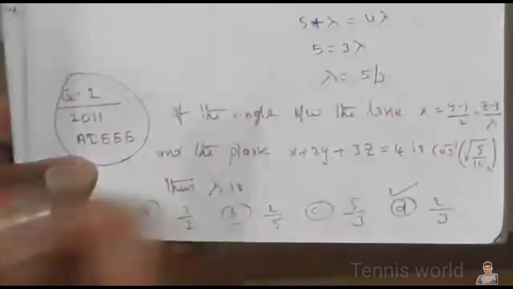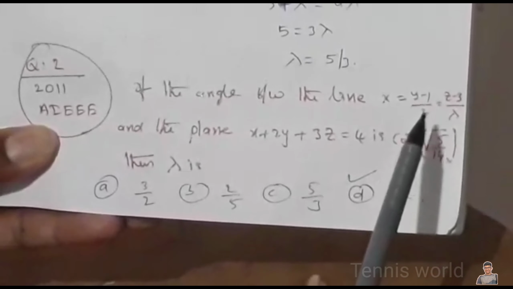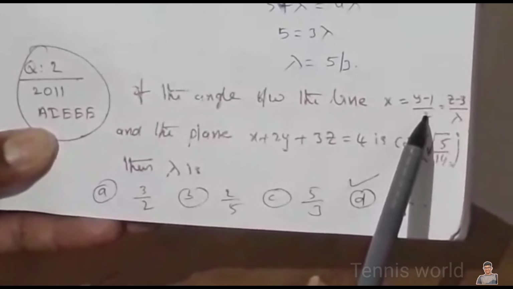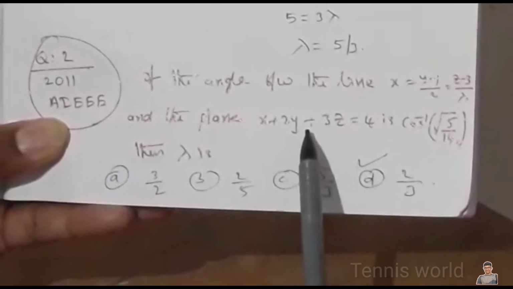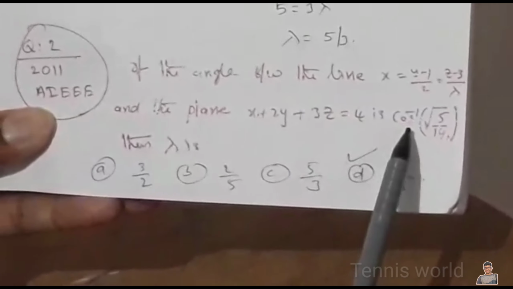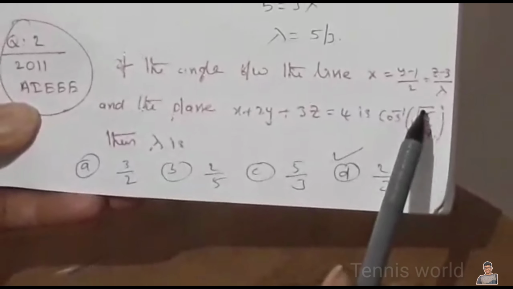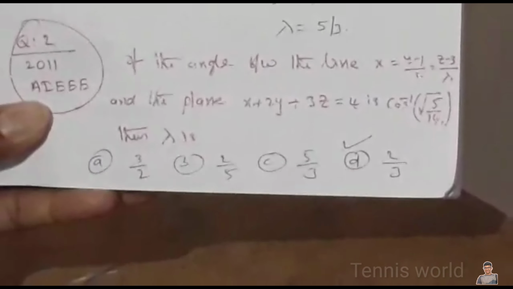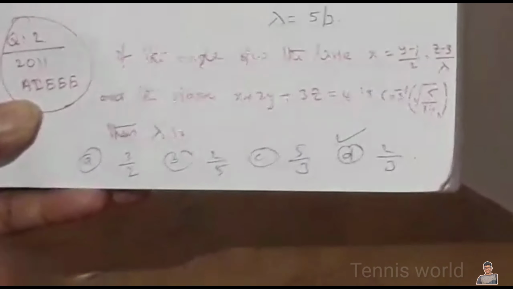Now come to the next problem. In 2011 AEEE, one more problem is given. If the angle between the line and the plane, where the line equation is given in Cartesian form and the plane equation is also in Cartesian form, is cos inverse of root of 5 by 14, then find the value of lambda. This is the question, and I am going to explain it now. First, take the plane equation and the line equation.